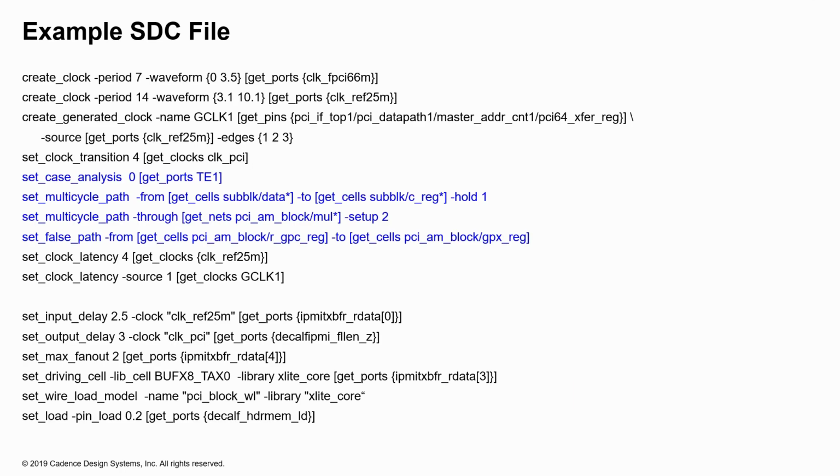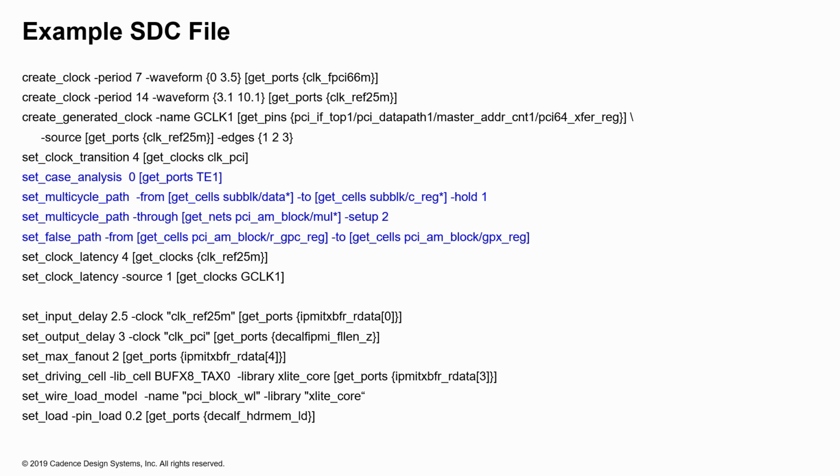This example SDC file shows a few path exceptions in blue. The set case analysis command sets the TE1 port to 0. In other words, the paths are timed only when TE1 is 0. The first set multicycle path command sets a hold multicycle of 1 on all paths from data to reg and the subblock. Now the second one sets up a multicycle path for setup of 2 and a hold of 1 on all paths from or through the mul net in the PCIM instance. Now the set false path command tells the STA tool not to time the paths from GPC reg to GPX reg in the PCIM instance.